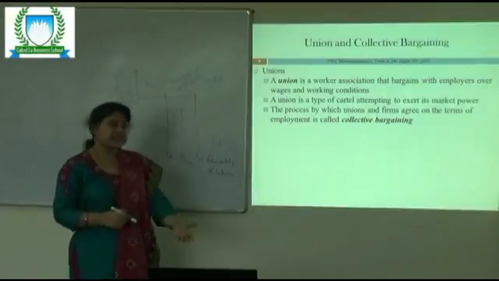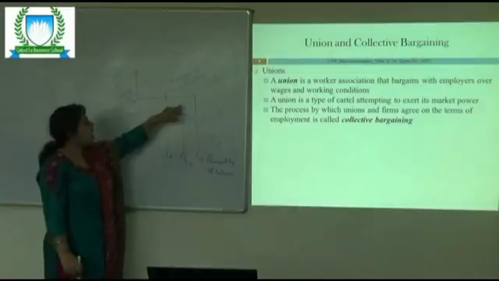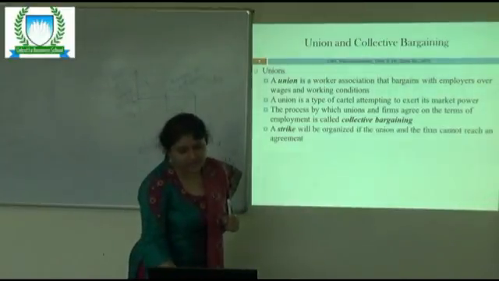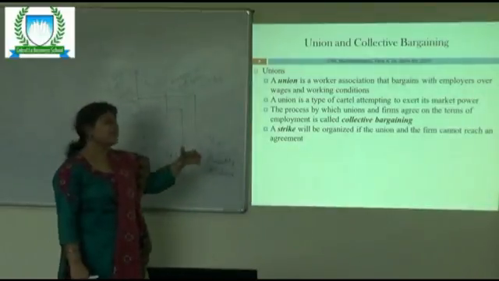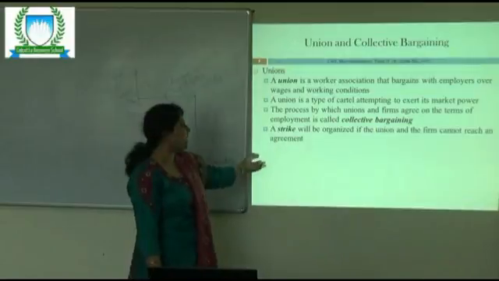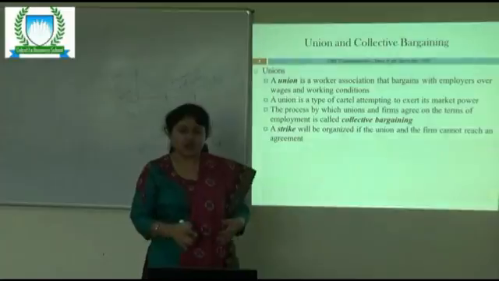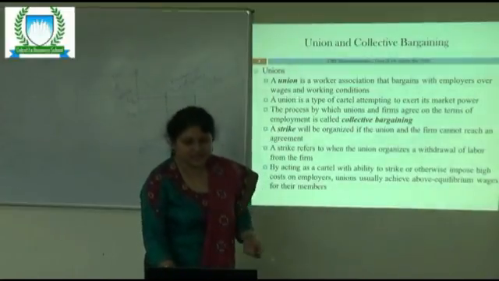In that same case, again the wage remains above the equilibrium wage, and we have excess supply of labor in the economy, and we have unemployment. And if this is not fulfilled, then they go for a strike, which will be organized, when the union and firm cannot reach an agreement. This is all familiar and known to all. Now the second, we are skipping everything.